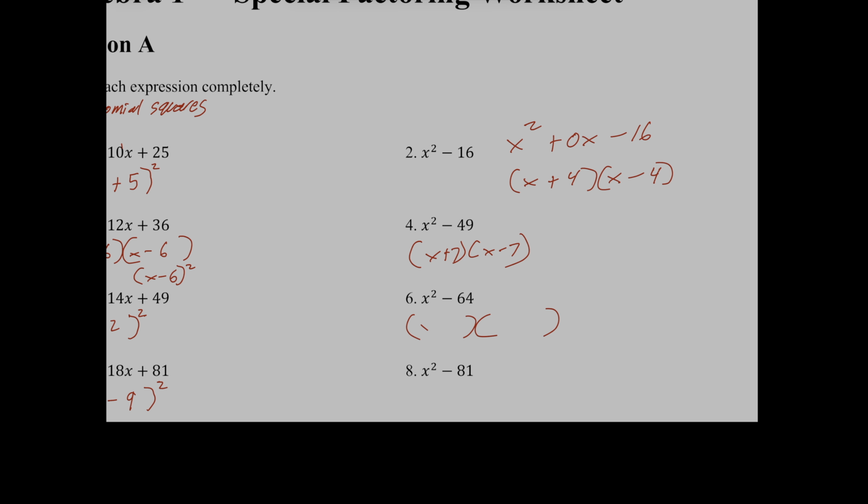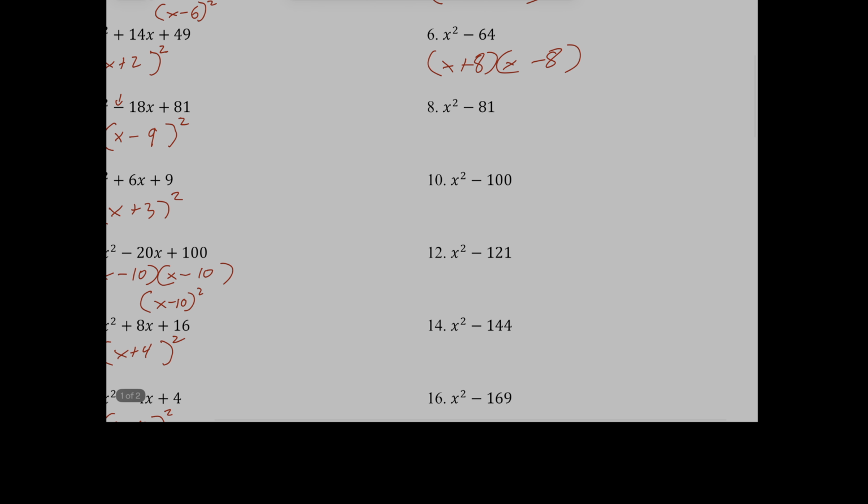Boom, boom, boom, boom, x. What's the square root of 64? It's 8 and 8, and it's plus and minus. Number 8, boom, boom, boom, boom. It's x and x. It's plus and minus, and it's 9 and 9. That's all you do when you see these, okay? It's just a trick. Now I showed you the long way, okay?